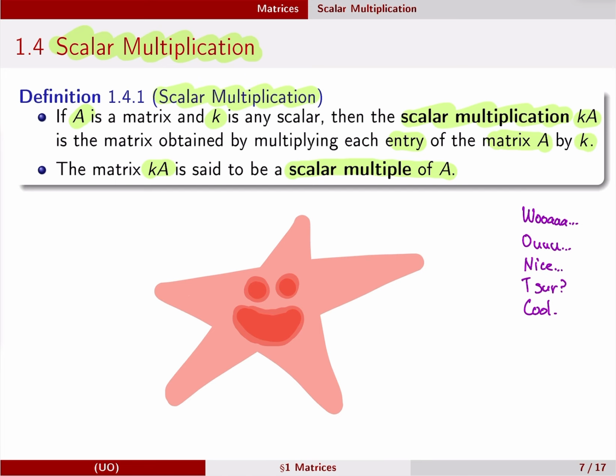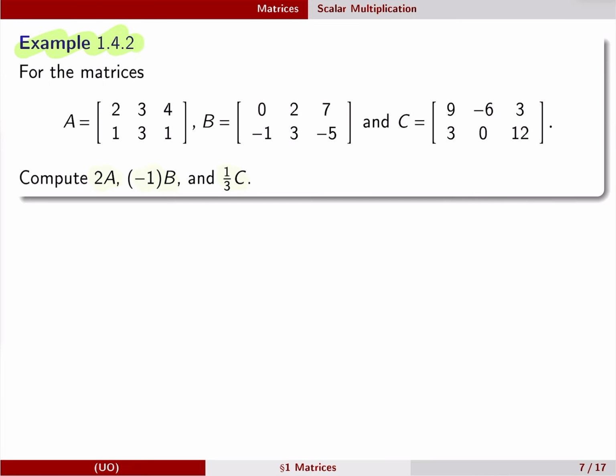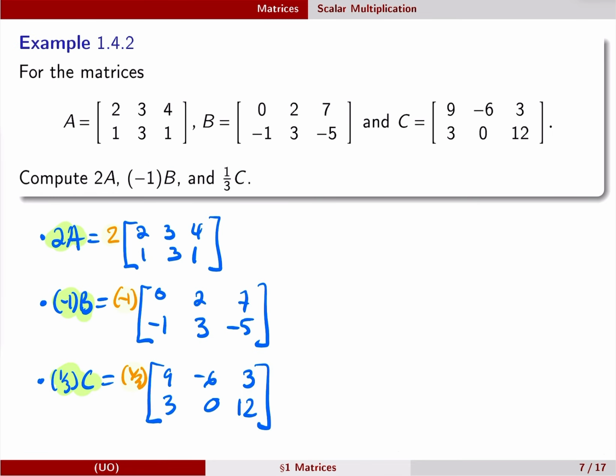Let's look at some examples together. So we have three matrices here, A, B, and C, and we want to compute 2 times A minus 1 times B and 1/3 times C. So here we go. I wrote right away for you 2A minus 1B and 1/3 C.